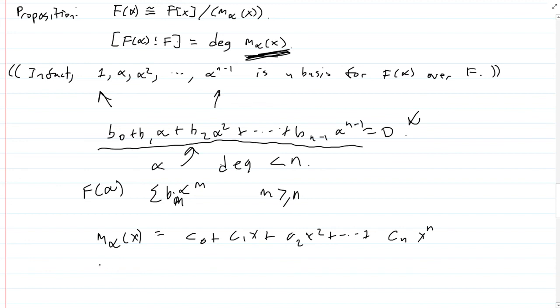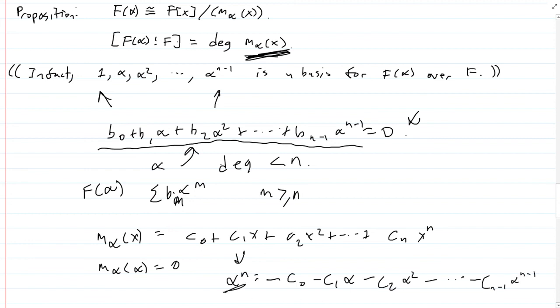So that means m_alpha of alpha is equal to 0. So alpha is a root of the minimal polynomial, and what this gives you is a relationship. You can write alpha to the n in terms of the smaller degree terms: minus c0 minus c1 alpha minus c2 alpha squared minus dot dot dot minus c(n-1) alpha to the n minus 1. So we took the nth power of alpha and wrote it in terms of the smaller powers. That tells you how this is a spanning set as well.